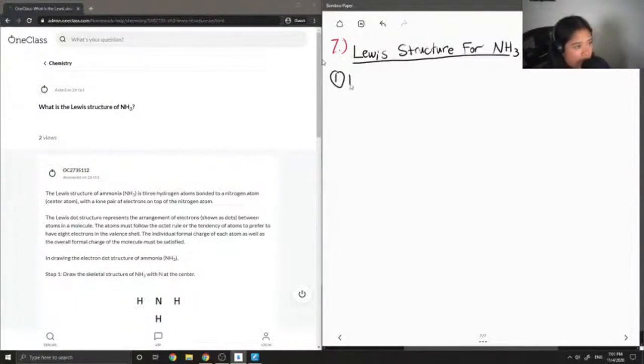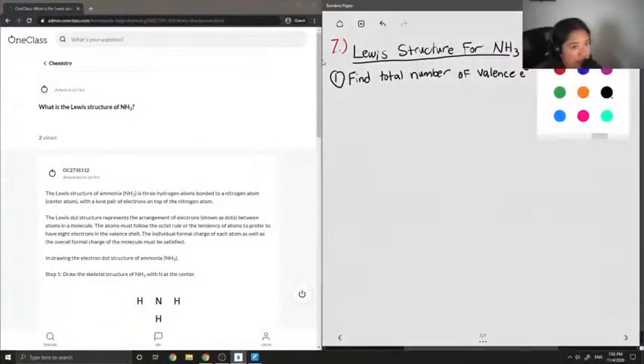The first step is to find the total number of valence electrons. Okay, so let's see what we have for nitrogen. For one atom of nitrogen, there are 5 valence electrons.